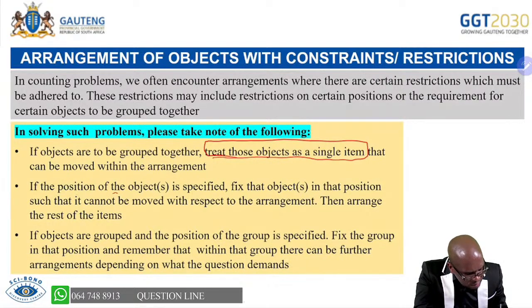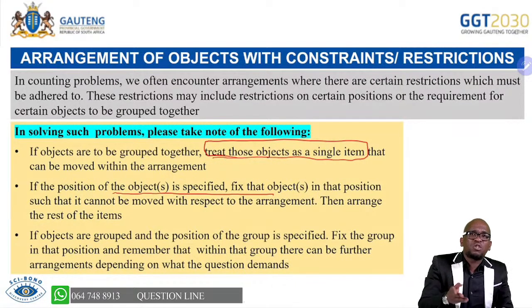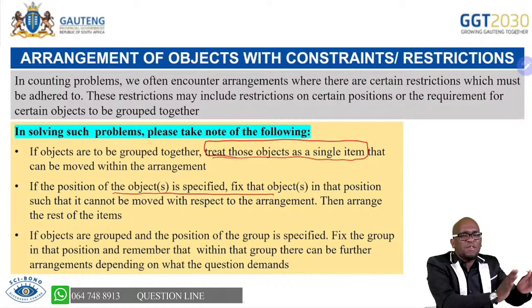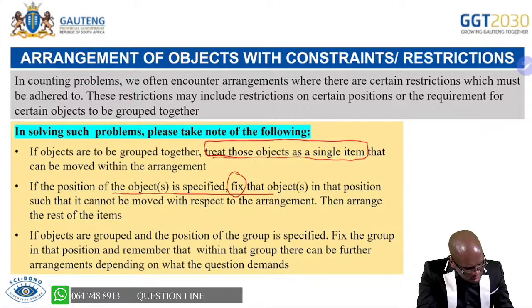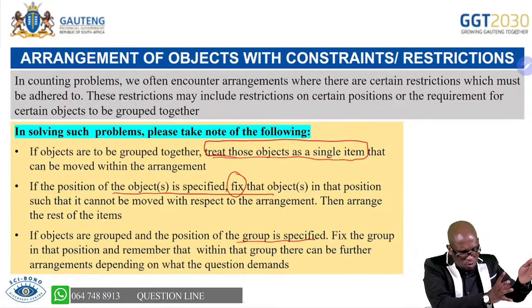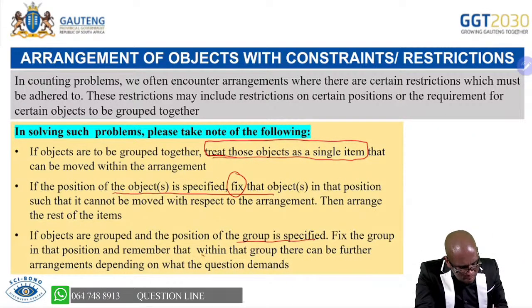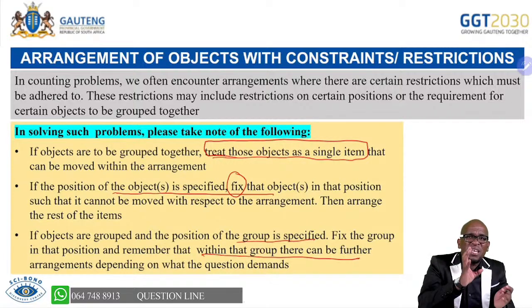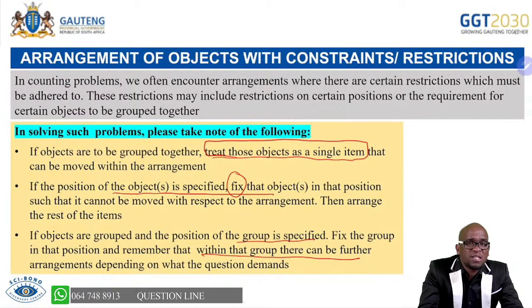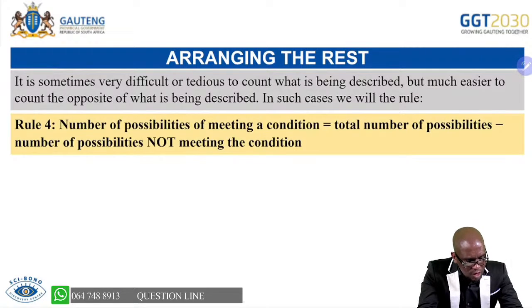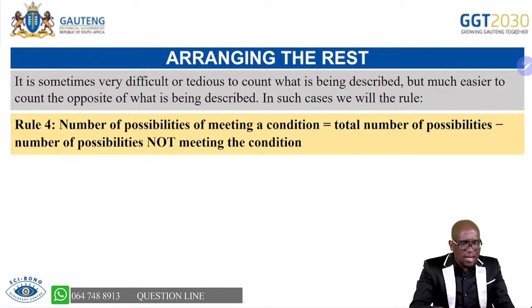Now, if the position of the object is specified, if we are told that the object is in a specific position, you need to fix that object in that position and then arrange the rest of the objects. If the objects are grouped and the position of the group is specified, we fix that group in that position, and remember that within the group there can be further arrangements, right? Now let's see the application of these 3 points that I gave you. Oh, before that, let's look at arranging the rest.